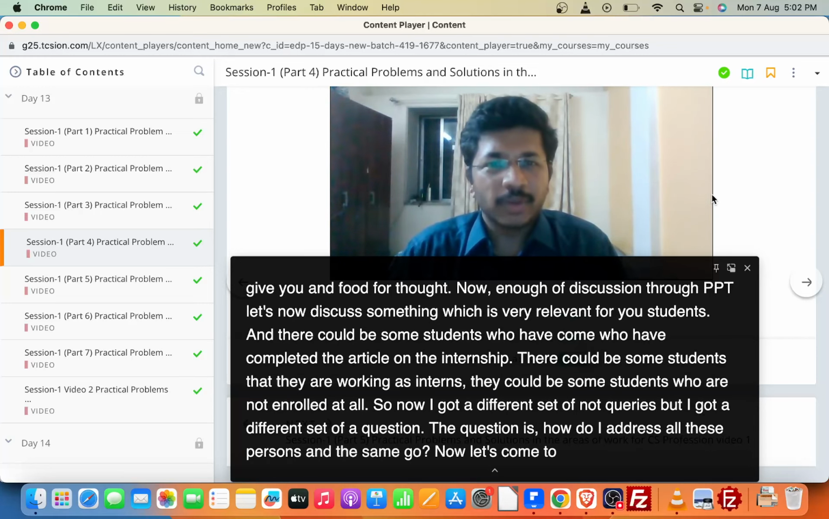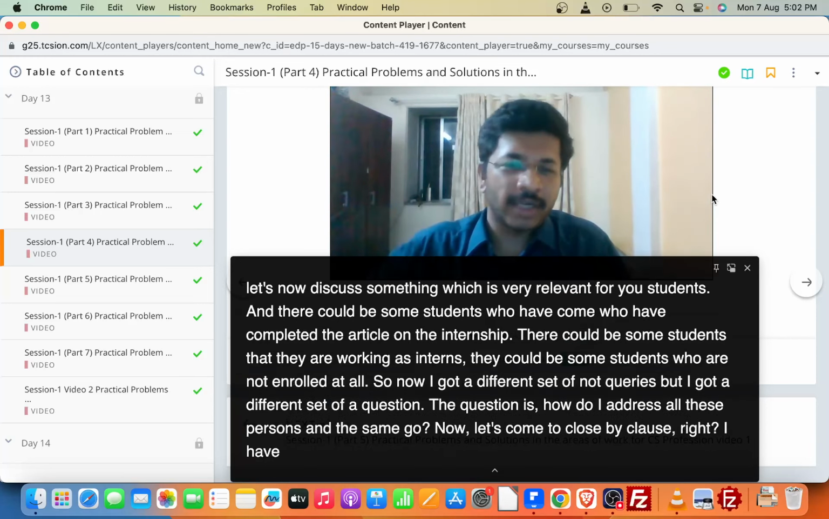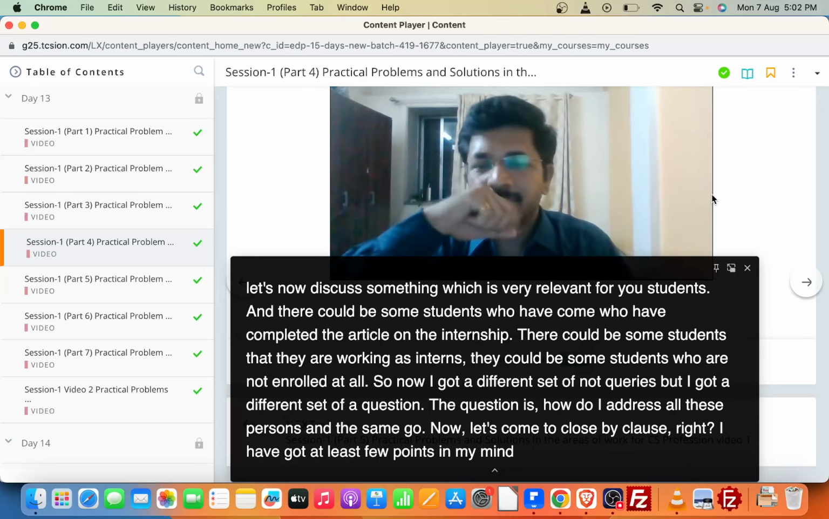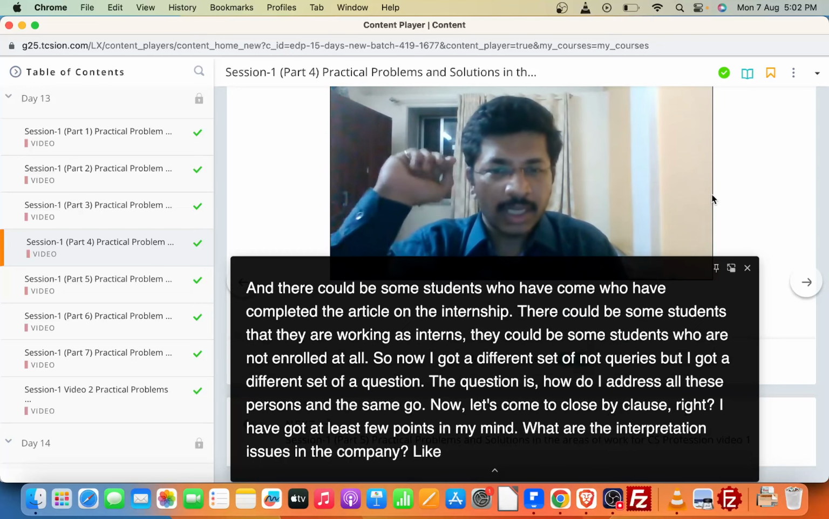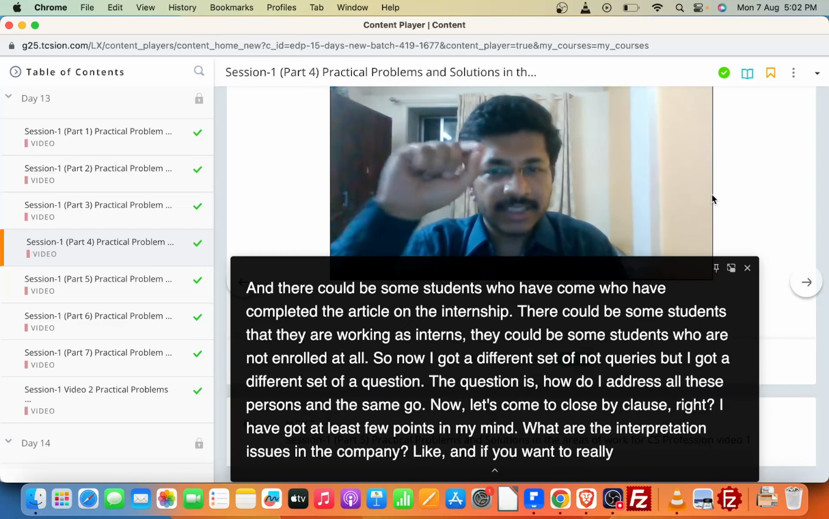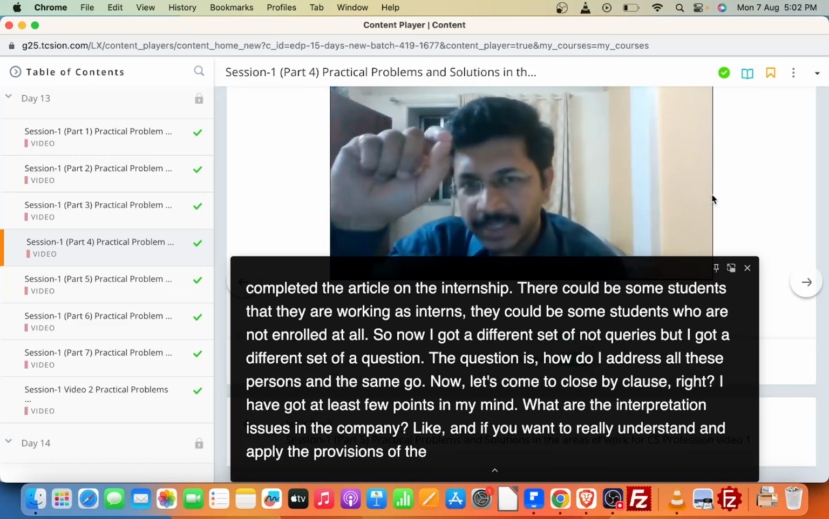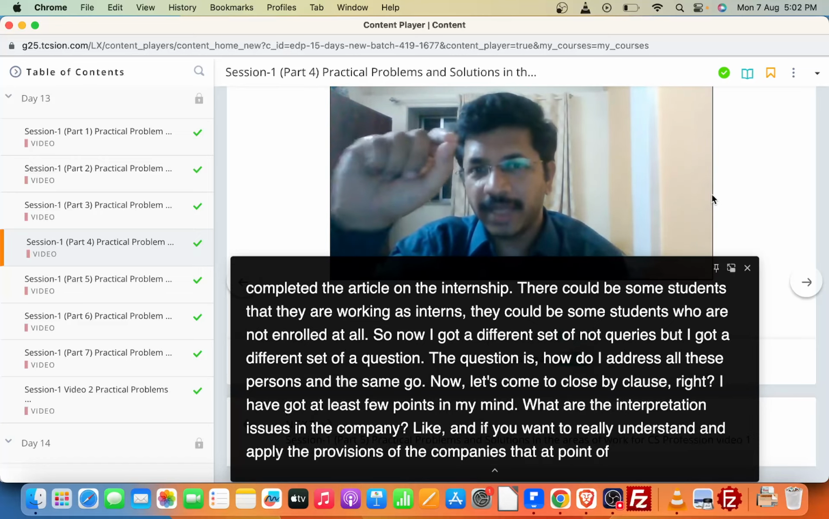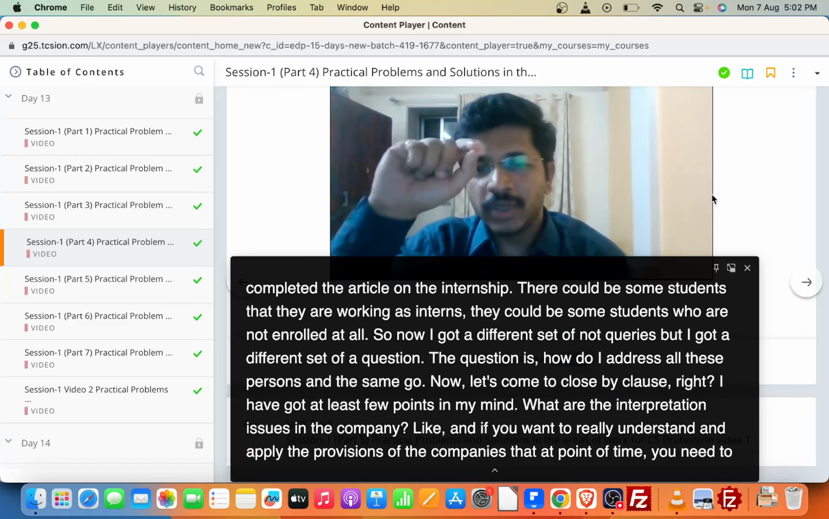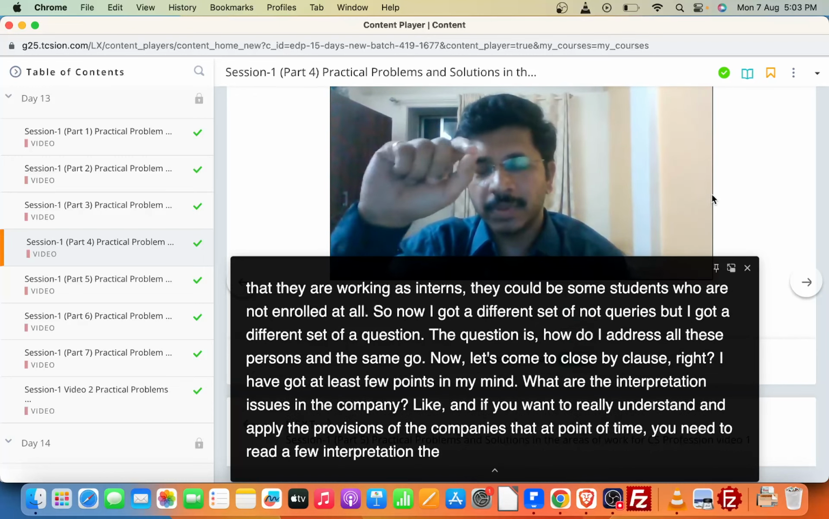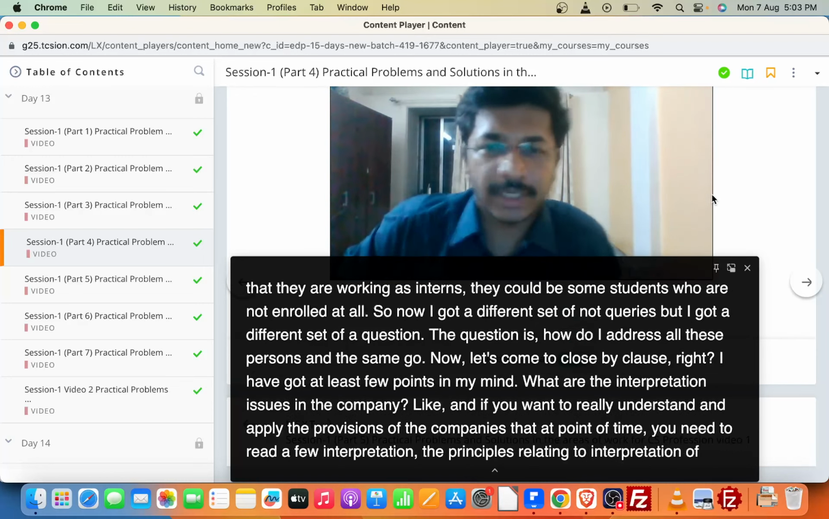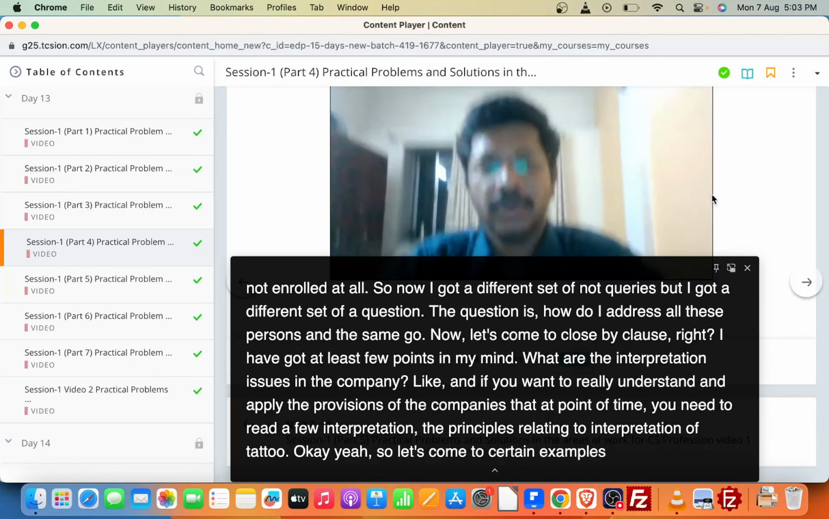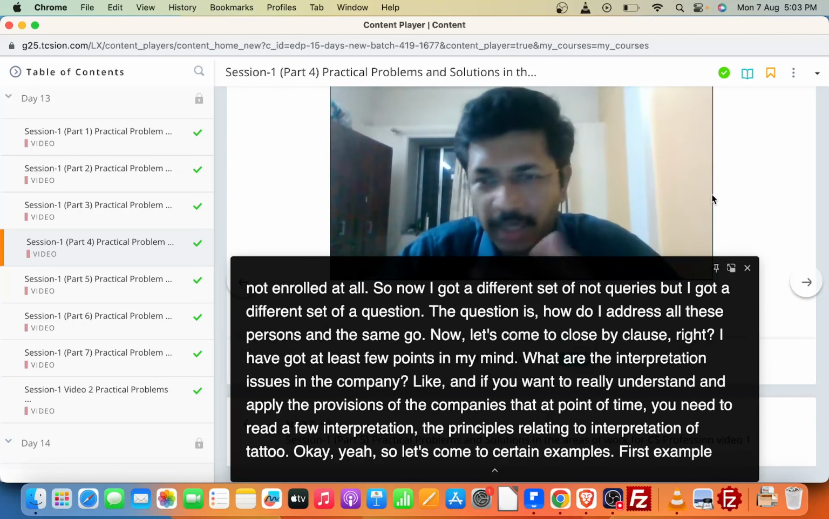Now let's come to clause by clause. I've got at least a few points in my mind about what the interpretation issues in the Companies Act are. And if you want to really understand and apply the provisions of the Companies Act, at that point of time, you need to read a few principles relating to interpretation of statute. So let's come to certain examples. First example, you can refer whenever possible.